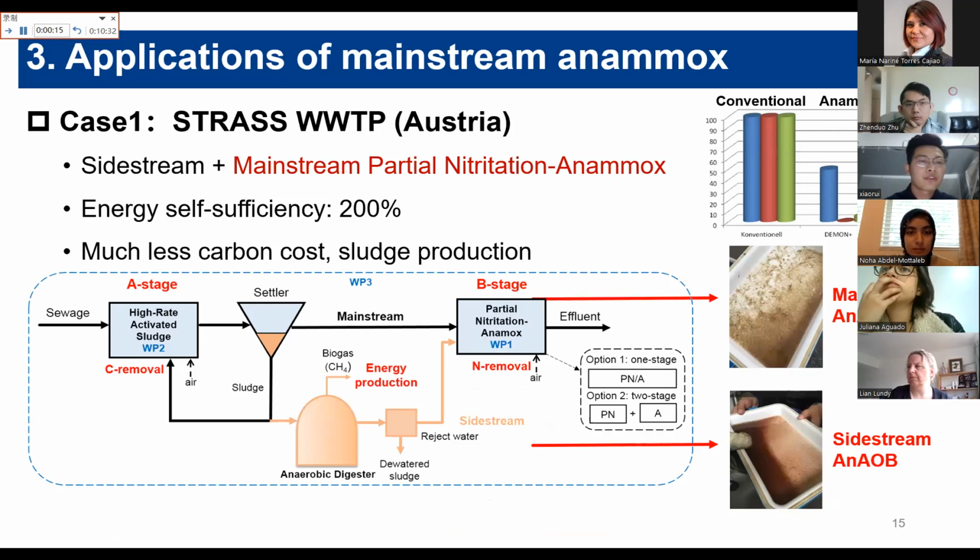The first case is the Strass wastewater treatment plant in Austria. Side-stream and mainstream Anammox are both applied in the plant, and the side stream can serve as the inoculum. It can bring the inoculum to the mainstream to keep the Anammox bacteria, to achieve high biomass retention and nitrogen removal capability.